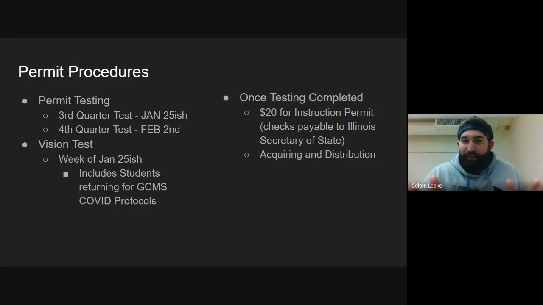Once the testing's completed, this is the last little bit for me here with this. It costs $20 to get an instruction permit for the state of Illinois. They will take a check, payable to Illinois Secretary of State, or they take cash because, you know, cash is king. They prefer that I take the permit up there and I take the method of payment up there.